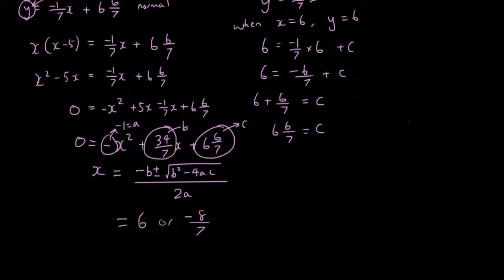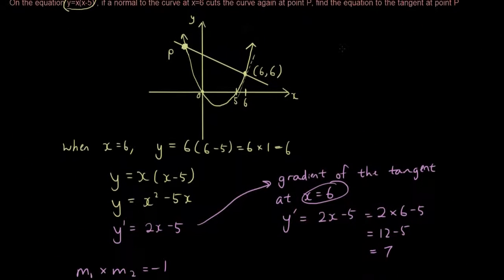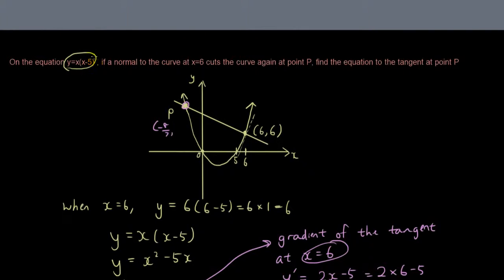So what we're going to do now is we know the x coordinate of this point here, negative 8 over 7. So point P is negative 8 over 7, and we want to know the y coordinate. The way we would do that is we would simply put in negative 8 over 7 into either the normal equation or the parabola equation, doesn't matter.